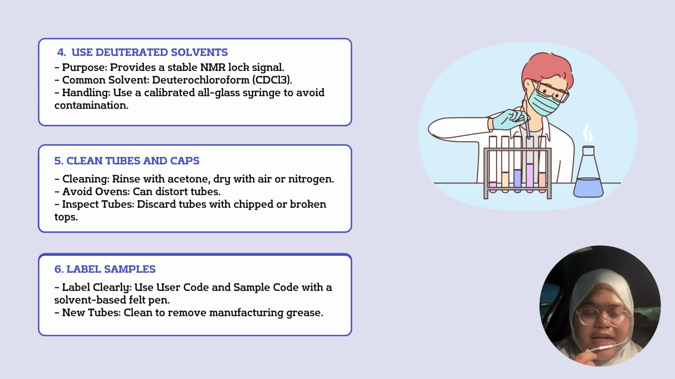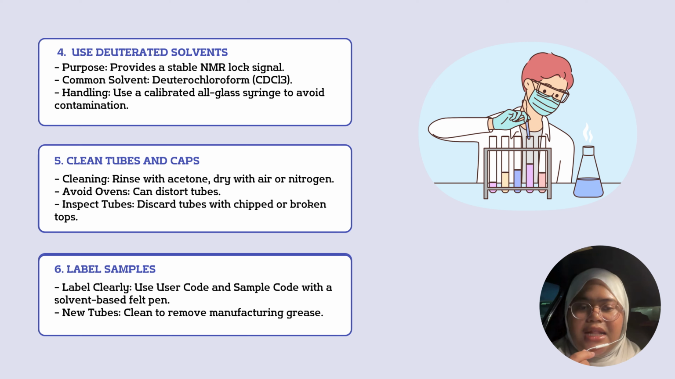Number 5. Clean tubes and caps. Use clean 5 mm NMR tubes, rinse them with acetone, and dry with air or nitrogen. Avoid drying tubes in hot ovens as this can distort them. Always cap your tubes and ensure they are not chipped or broken.